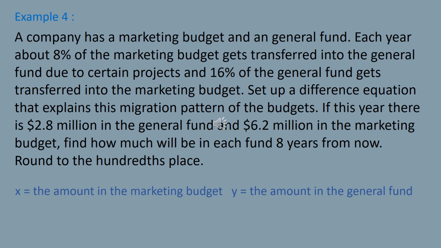Here we have 2 different budgets. We have a marketing budget and a general fund. And each year, 8% of the marketing budget gets transferred into the general fund due to certain projects. And 16% of the general fund gets transferred into the marketing budget. So we're going to set up a difference equation that explains the migration pattern. And if we start off with 2.8 million in the general fund and 6.2 million in the marketing budget, we're going to find how much will be in each fund 8 years from now. We'll let X be the amount of the marketing budget and Y be the amount of the general fund.